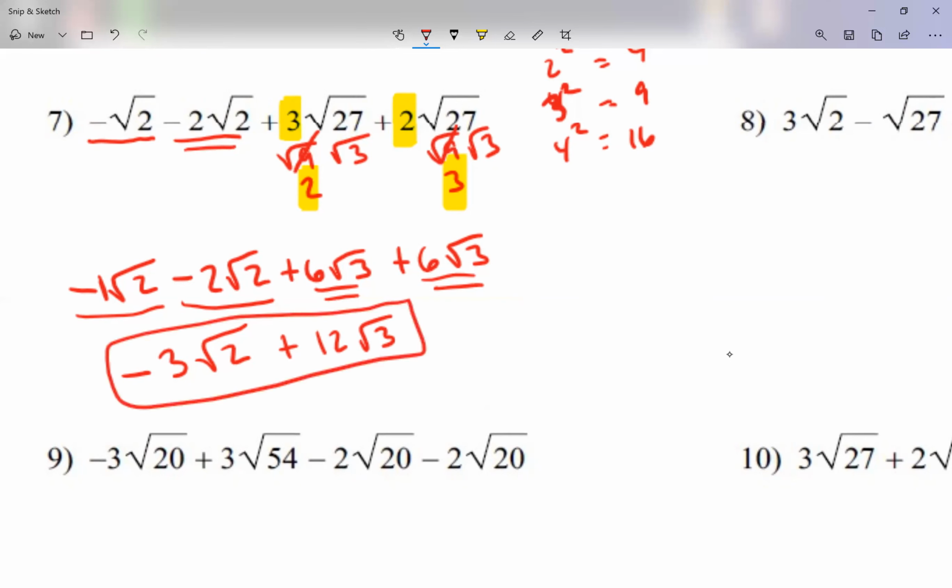How am I going to type this? -3 rad 2, right? -3 radical 2 plus 12 radical 3.